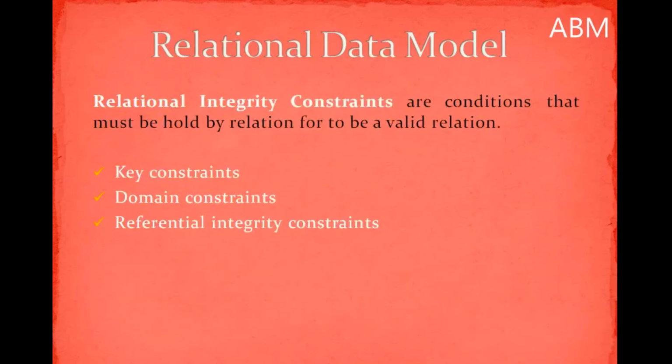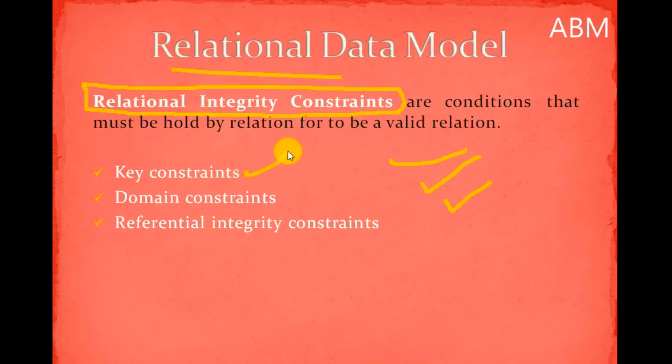Relational integrity constraints discuss the constraints, the restrictions, the rules which we may apply on the relation. The first one is the key constraint. This discusses the constraints which are applied on the key, you may say on the primary key, which is used to uniquely identify our tuple. For example, we may say in every relation or every table that the primary key must not be null. Okay, the primary key must not be null.